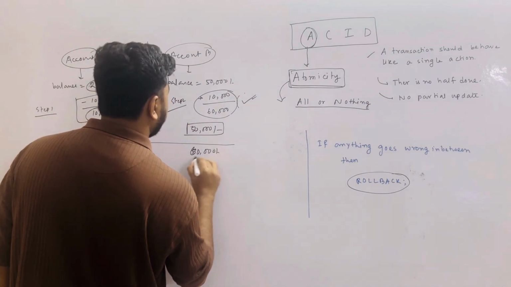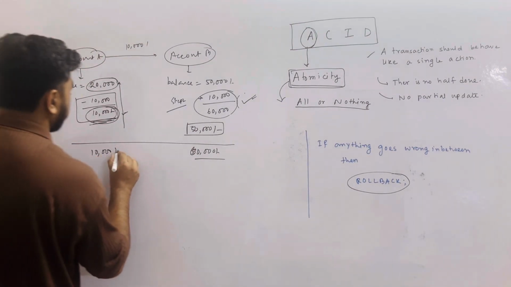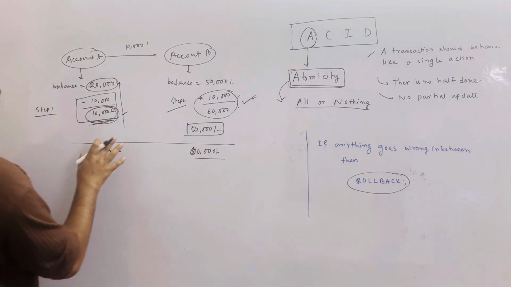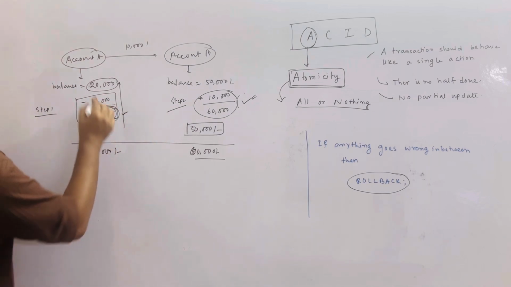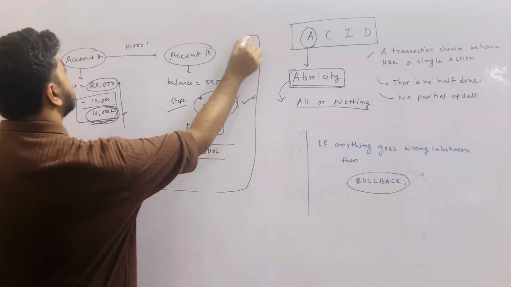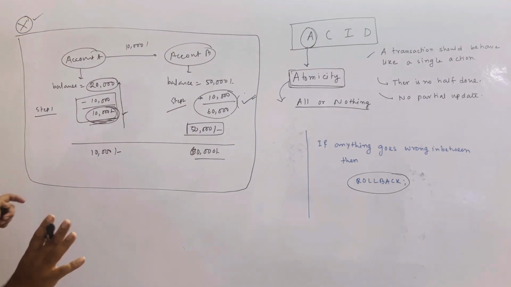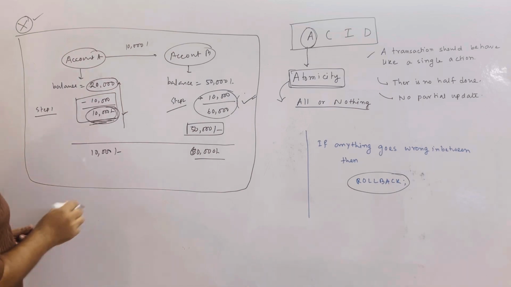So this is atomicity inside SQL, or MySQL or Oracle, any relational database: in any transaction it will execute either all the statements inside the transaction or it will execute nothing. This is what atomicity means. I hope you got it.